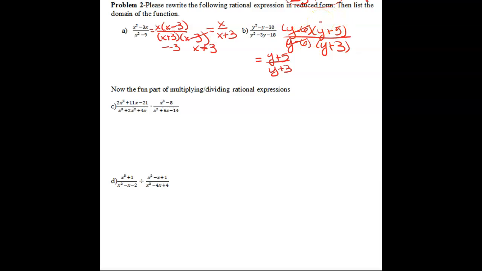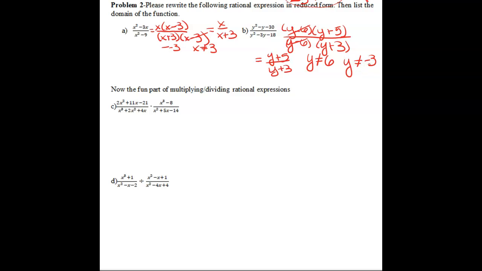And then it says list the domain. Listing the domain, I have to consider my original function, looking at my denominator in my original function, because that's the only thing that would make my domain funky, is if my denominator is 0. Bad day at the office. So I know that one of these two factors, or both, cannot equal 0. So y should not equal 6, and y should not equal negative 3.